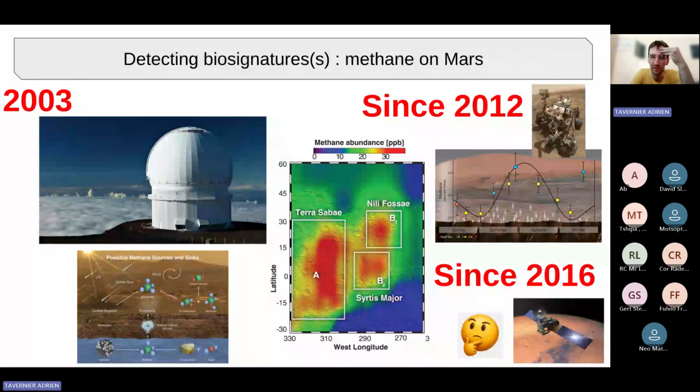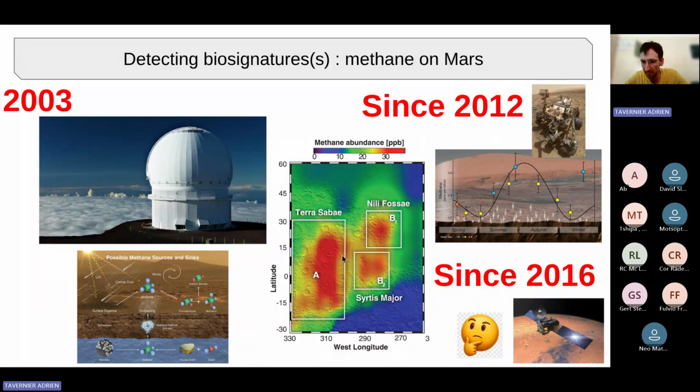So then we have the methane. So detection of methane again on Mars, 2003. So here first by telescope. They used a telescope to see the distribution of methane. So if you look at the map, there could be quite important sources of methane, but it's ppb, parts per billion. So it's a very small concentration.